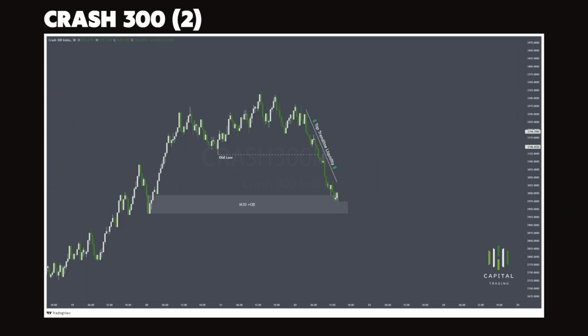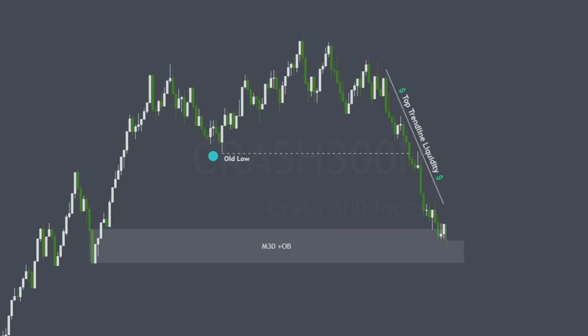So we have example 2 here. What price did is, they were going to the upside, right? Then they dropped to the downside, and they broke out this old low, reaching for liquidity. We are going to talk about liquidity below and above old highs. So they reached for liquidity below an old low, right? And they dropped into this price action 2 here, which we identified as the M30 bullish order block.